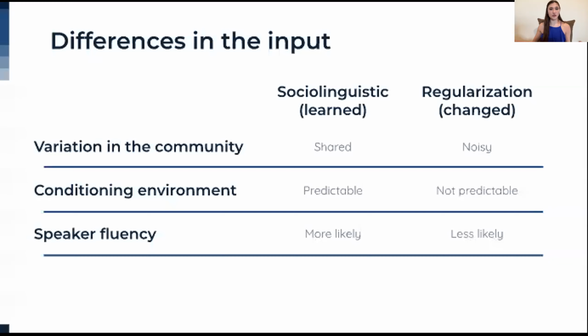The literature on sociolinguistics focuses on input where variation in the community is shared, the conditioning environment is predictable, and speaker fluency is more likely. However, the literature on regularization focuses on input where variation in the community is noisy, the conditioning environment isn't predictable, and speaker fluency is less likely. So in this talk, I'm going to focus on the work we've been doing on speaker fluency.